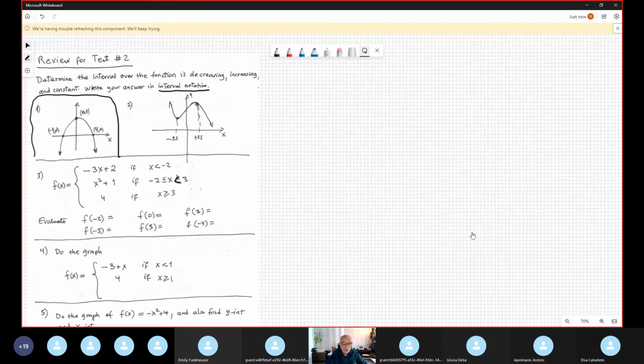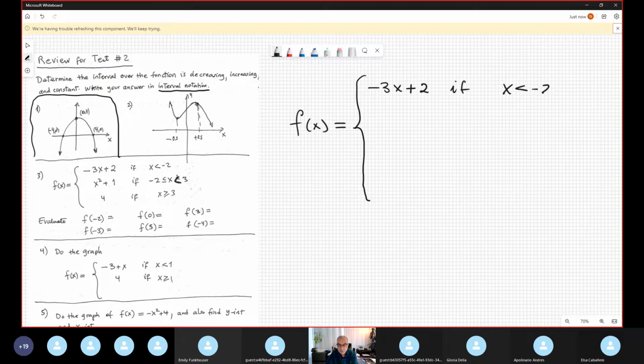Okay, let's move on to question 3. Question 3 is a piecewise function. Let me copy again one more time. f of x is equal, open a big curly bracket. We have 3 pieces: minus 3x plus 2. This piece is valid if x is less than negative 2. And x squared plus 1 if x is in between negative 2 and 3, but not including 3. And the last piece is 4.